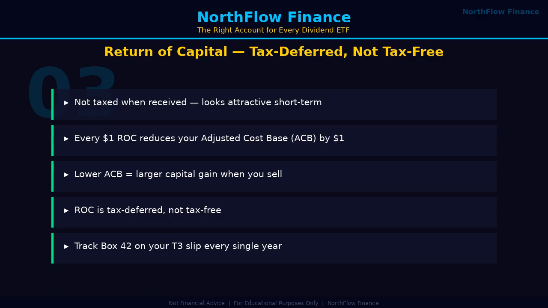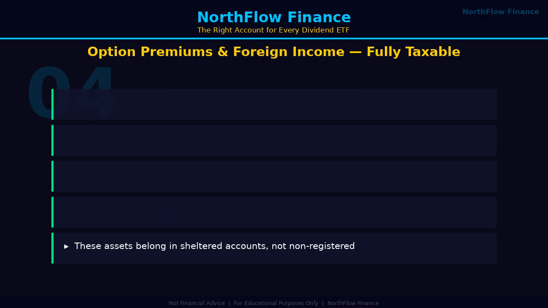This is not a reason to automatically avoid ETFs that distribute some ROC. But it is absolutely a reason to track your ACB carefully, and to be skeptical of ETFs where ROC represents the majority of distributions. Category 4, Option Premiums and Foreign Income.